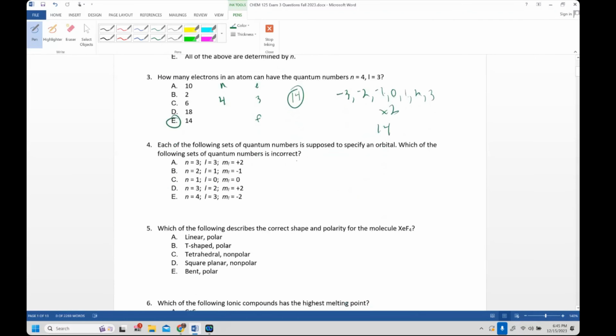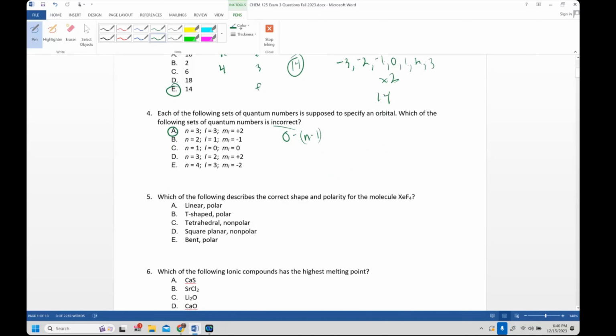Next, which of the following sets of quantum numbers is incorrect? So we need to follow our rules. Our l needs to only be in the range of 0 to n minus 1. That's the range. So we cannot have n equals 3, l equals 3. L can only be a maximum of 2 if n equals 3. So this is incorrect.